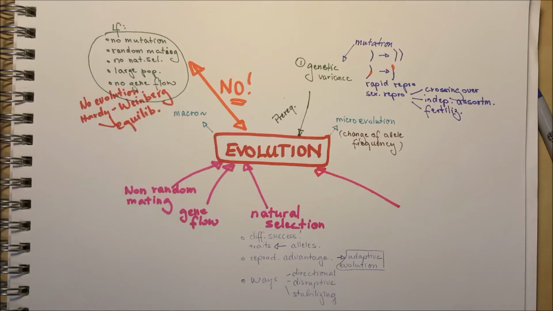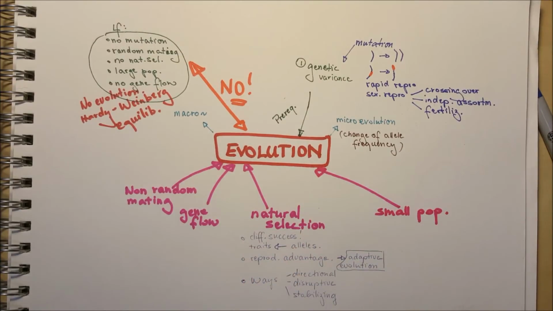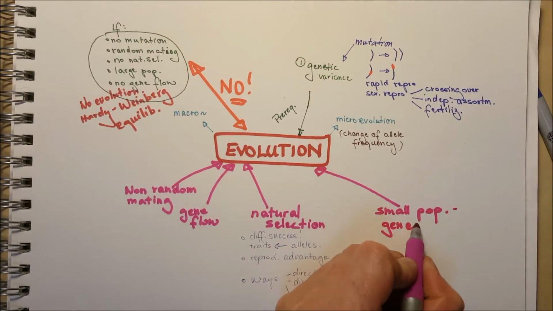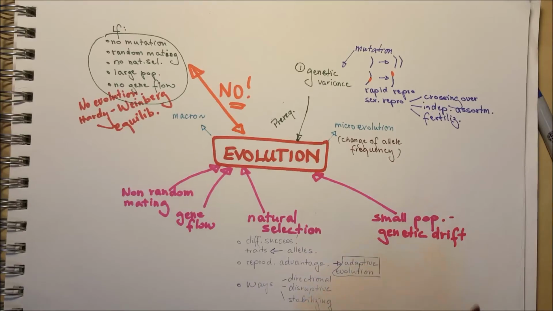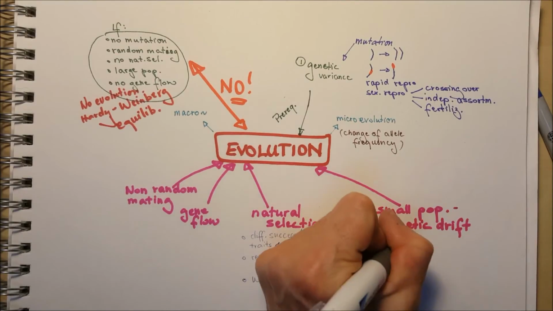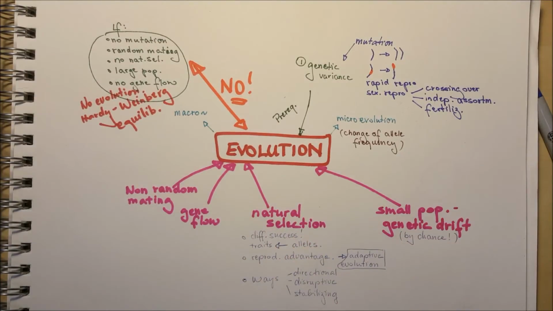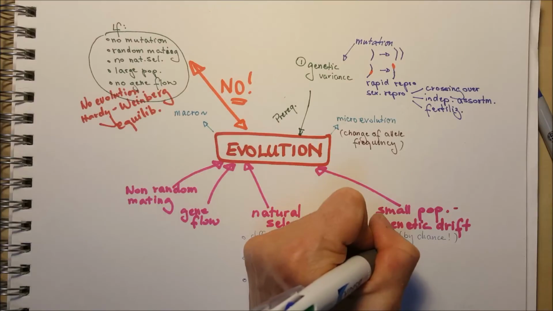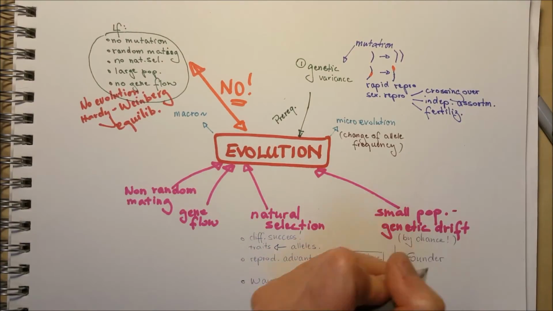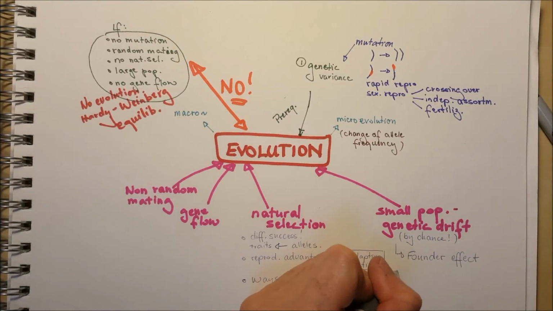The last one that can lead to evolution is a small population. The size of the population is small, so we can experience genetic drift, where the allele frequencies drift by chance. This is really important: it is a random, non-adaptive change in the allele frequencies by chance. So it's not because one allele is better or not.